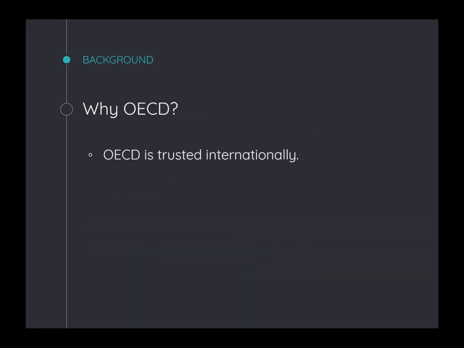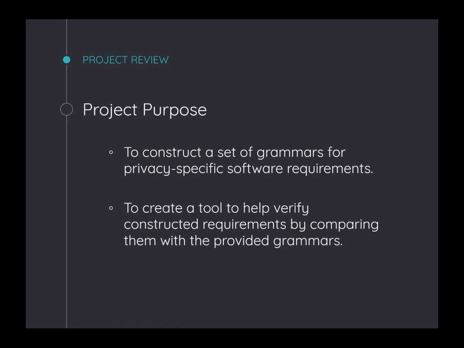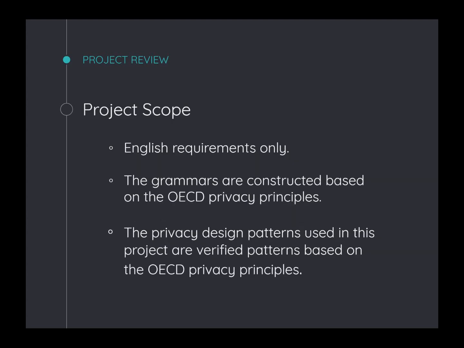Now, why OECD? OECD is the Organization for Economic Cooperation and Development, and basically OECD is trusted internationally. In this project, we are going to make a set of privacy grammars and a verification tool. Project scope is basically English requirements based on the OECD principles. The process of this project can be divided into two parts, grammar and tool construction.